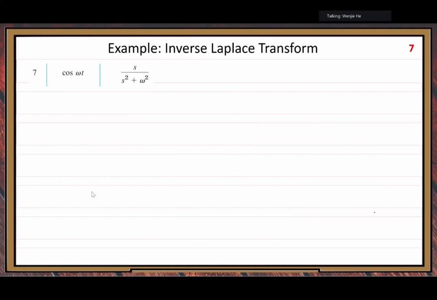We need to use this formula. So I put here our formula in our table. Number 7, cosine. And the number 11, here we need to use these two formulas. Actually, here I want to explain: from formula number 7, how do you get formula number 11?